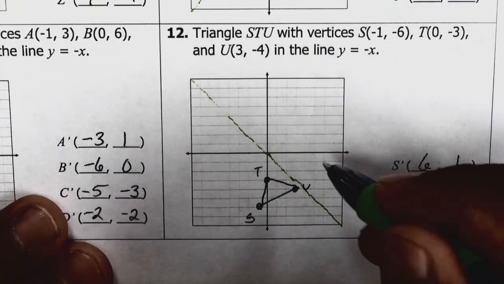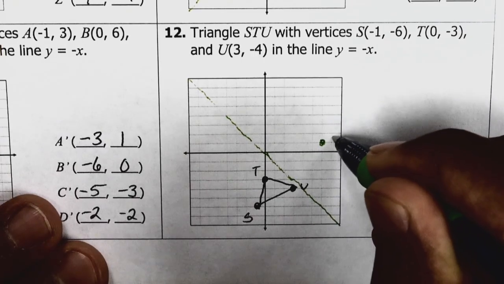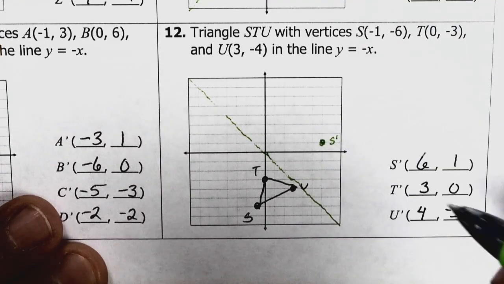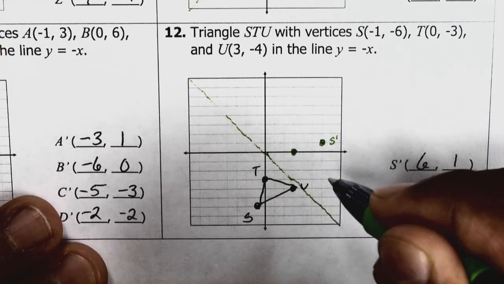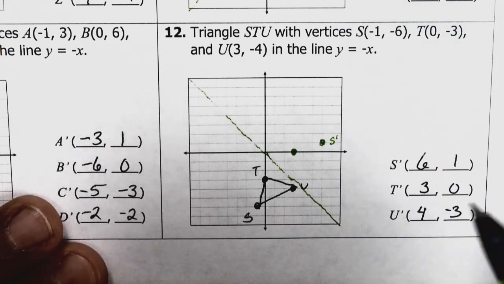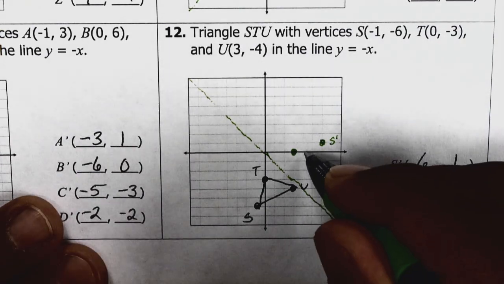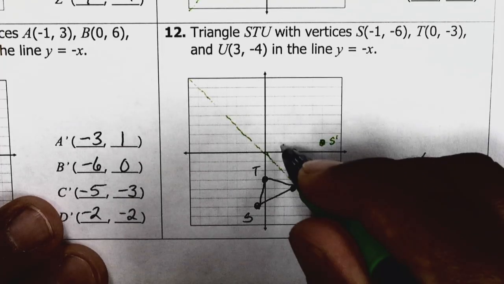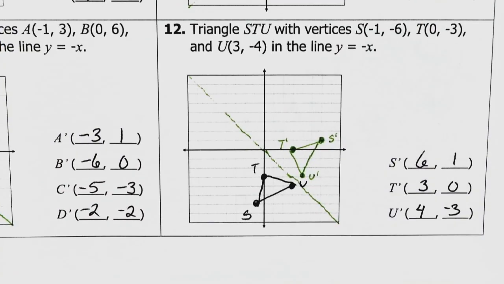So S prime is at 6, 1. So here's S prime. T prime is at 3, 0. So 3 zeros right here. And then U prime is at 4, -3, so it's right here. That's U prime. And then there's your reflection.